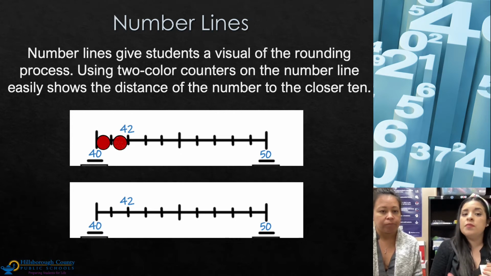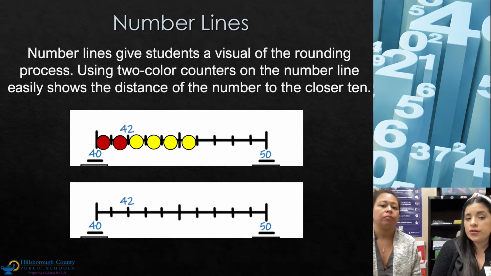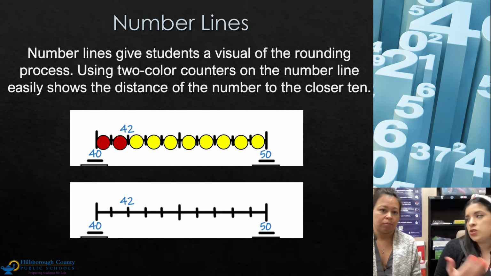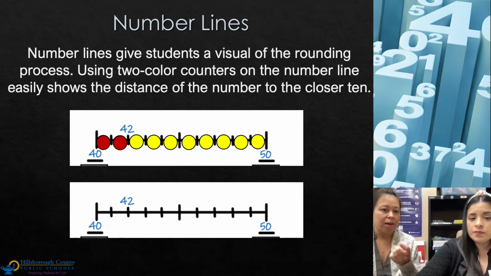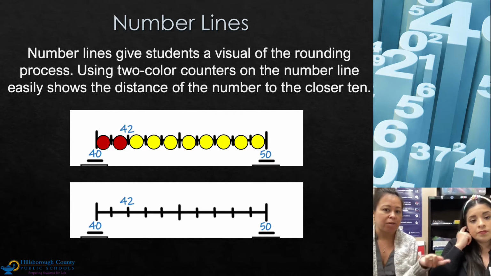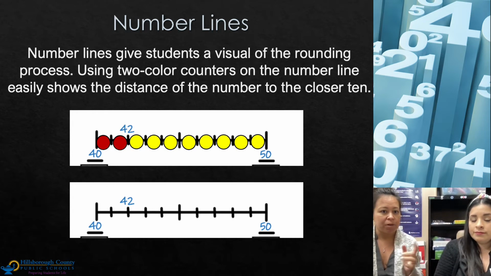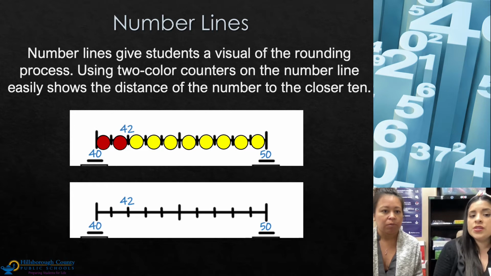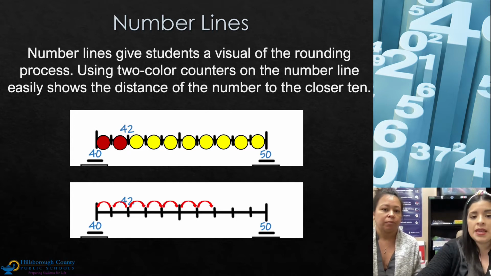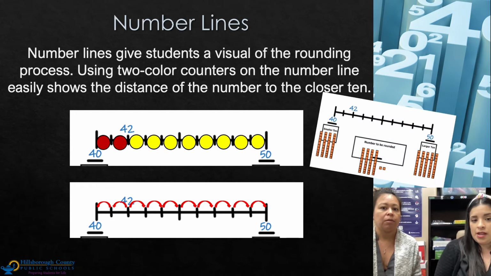One color counter can be towards one 10, and then you can use the other color counters to go towards the other 10. So you can easily see which one is the closer 10, right? I like that. And that connects back to the hundreds chart when we maybe did some jumps backwards or jumps forward to the lower 10 or the greater 10. Exactly. And so then another way would be, once you remove those counters, the students can then start to draw little arrows and count the jumps that they're making to get to the next 10.